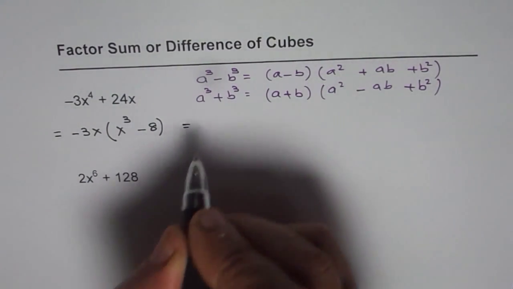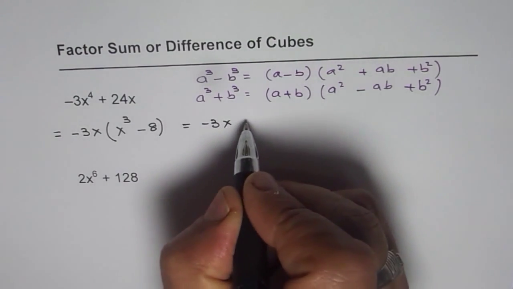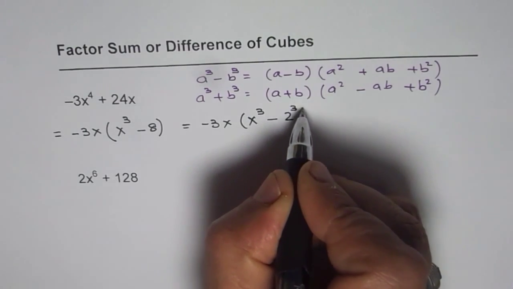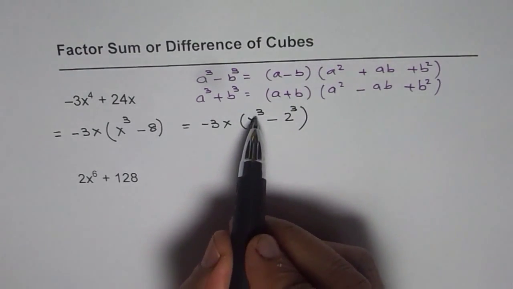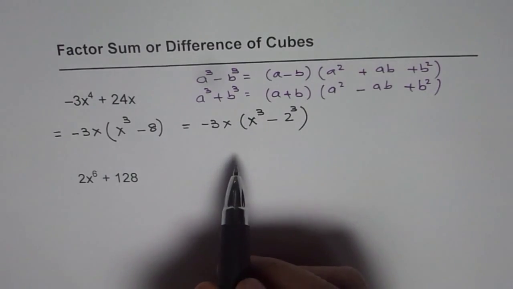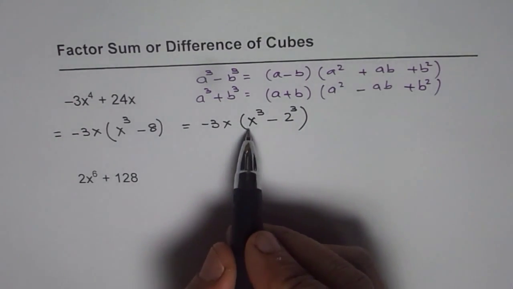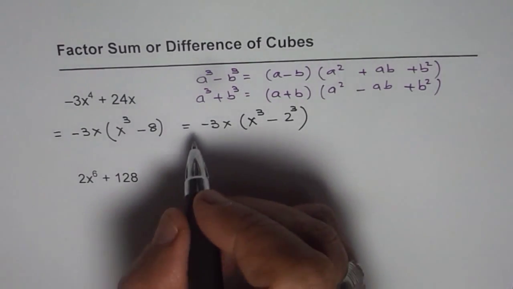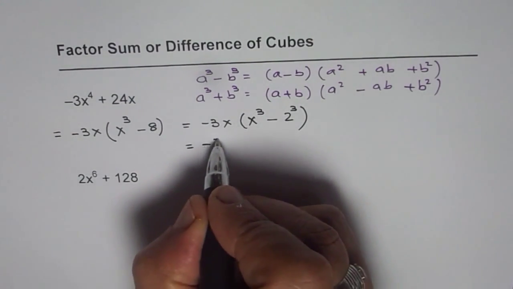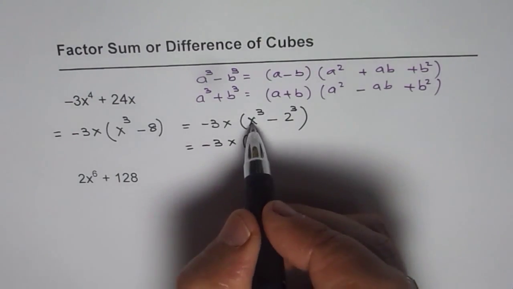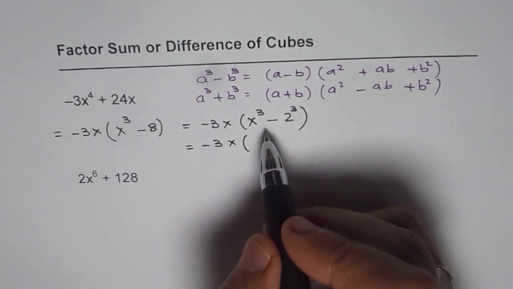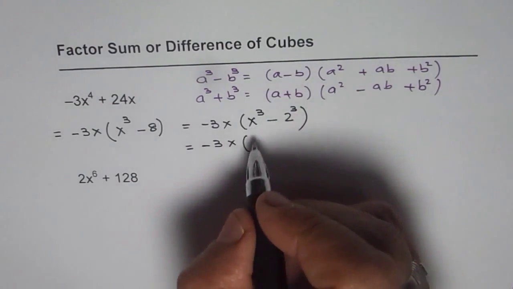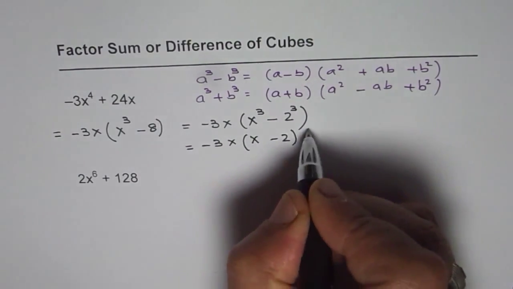Now minus 8 you can think of as minus 2 cube, right? So it is x cube minus 2 cube. Now we have a cube minus b cube type of equation where a is x and b is 2. So we can apply the formula. Let's apply this formula and write down the answer. So it will be minus 3x times, a is x for us, so we'll use a cube minus b cube, where a is x and b is 2. Replace. So we get x minus 2 as the first factor.